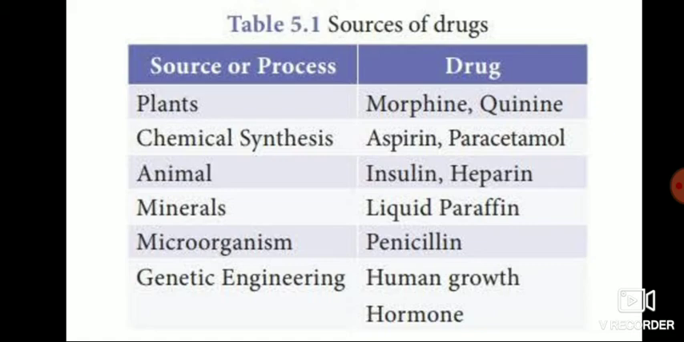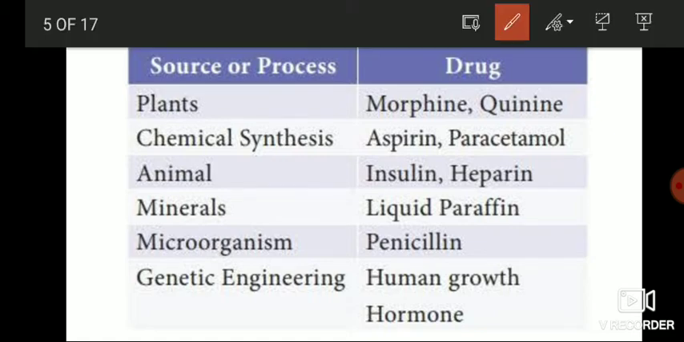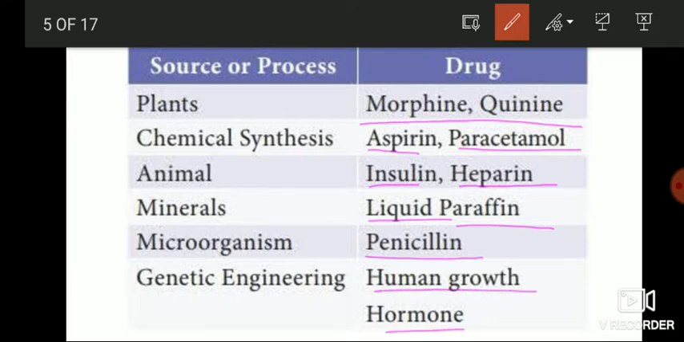And sources of drugs: plants, morphine, quinine. Chemical synthesis: aspirin, pharmaceuticals. Animal: insulin, heparin. Minerals: liquid paraffin. Microorganism: penicillin. And genetic engineering: human growth hormone. These are the sources of drugs.